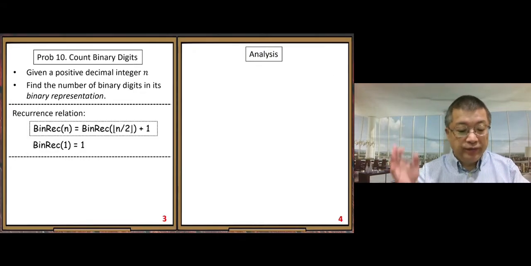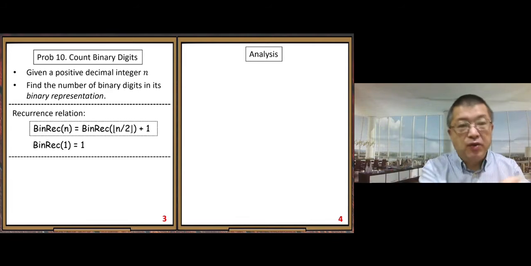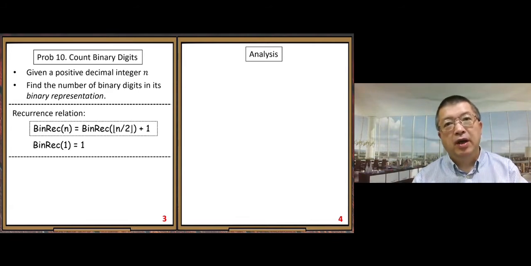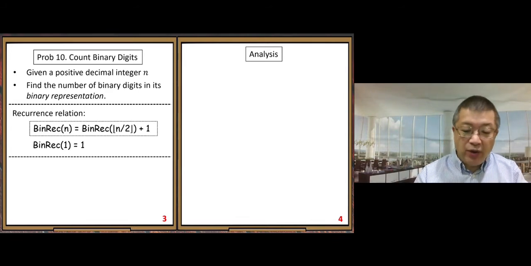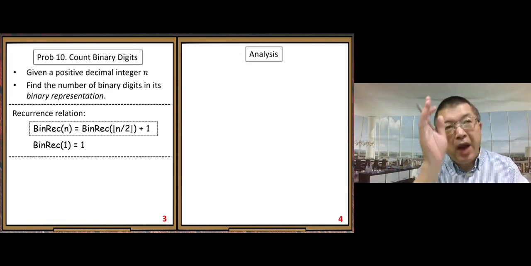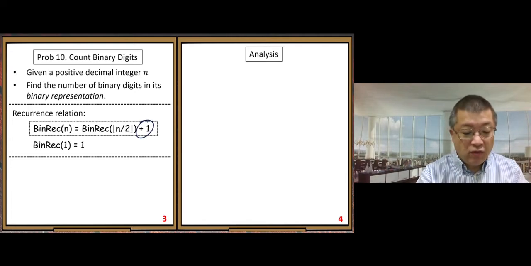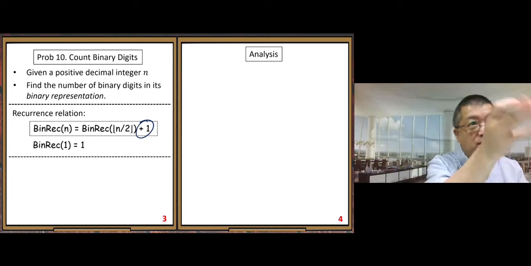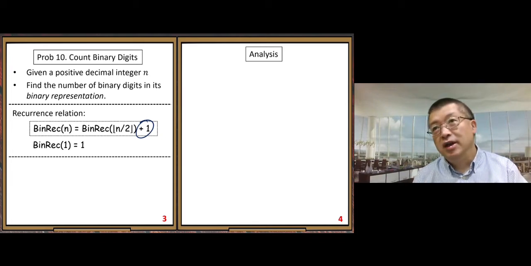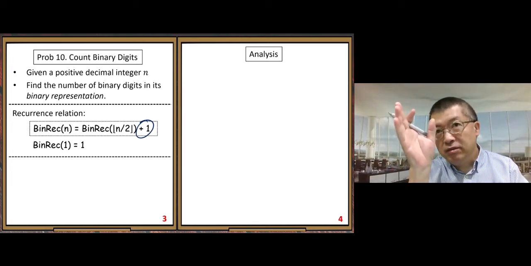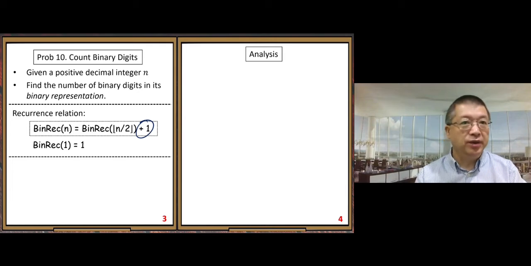Anyway, we will do the next round of analysis. This round, we want to count the number of additions we need. Because when you do the recursion, you need to add 1, right? How many times do you need to add that 1? That's the basic operation we need to do.